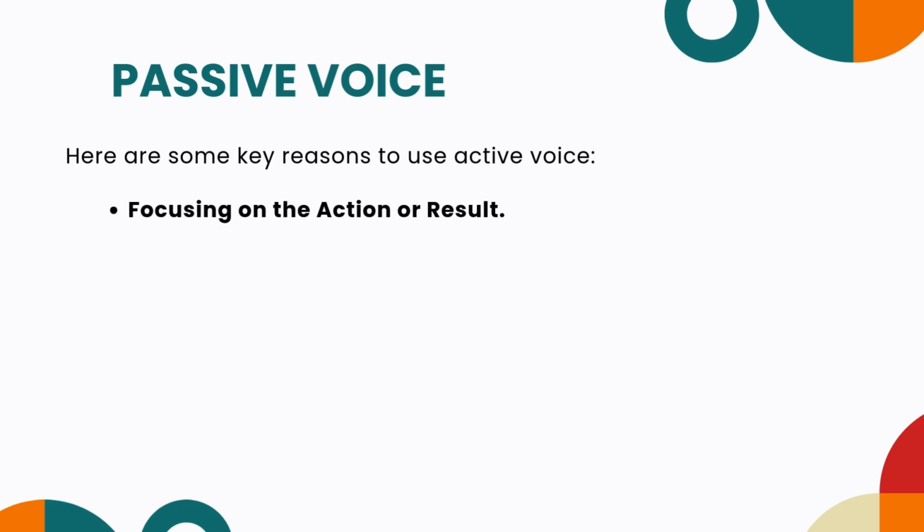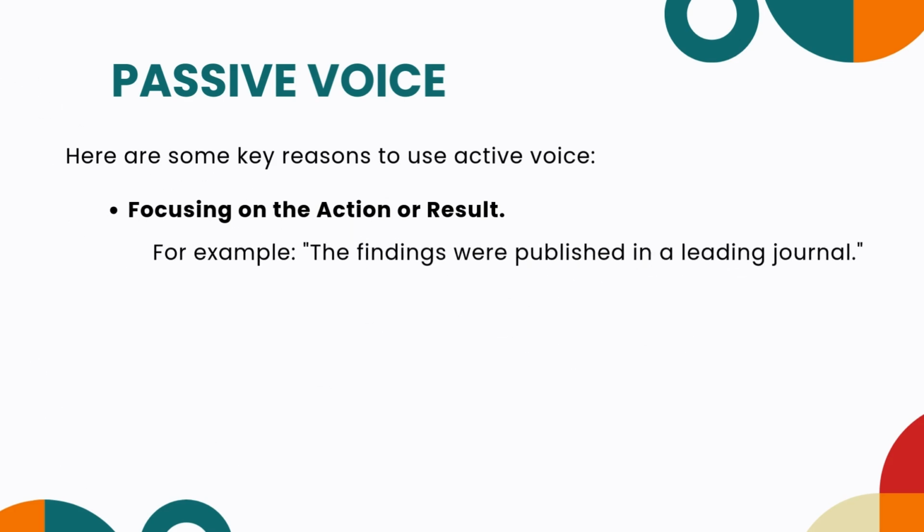Firstly, you use the passive voice to focus on action or result. Sometimes, what's more important is the action or the result, not who did it. For example, in a scientific talk, you might say, "The findings were published in a leading journal." This puts the spotlight on the important result, the publication, rather than the people who did the work. This is helpful when the result itself is the main point you want to share.